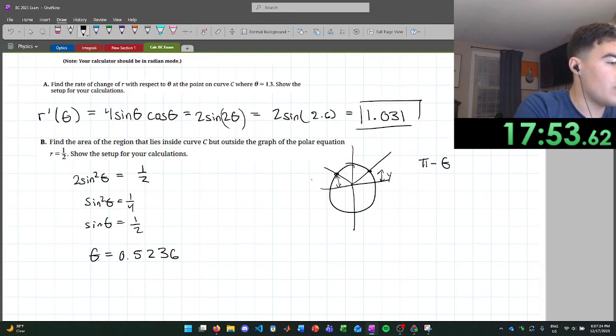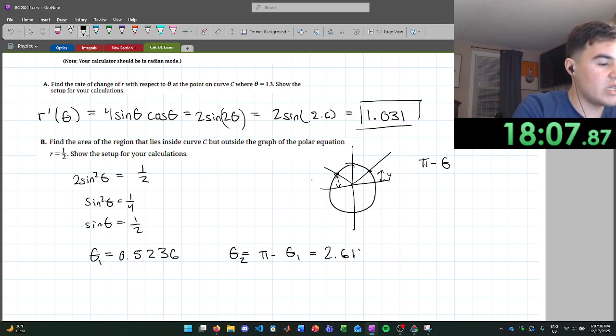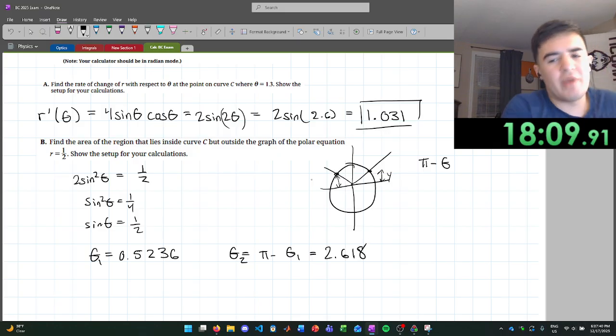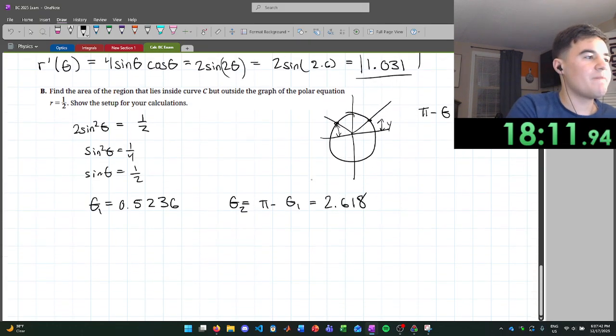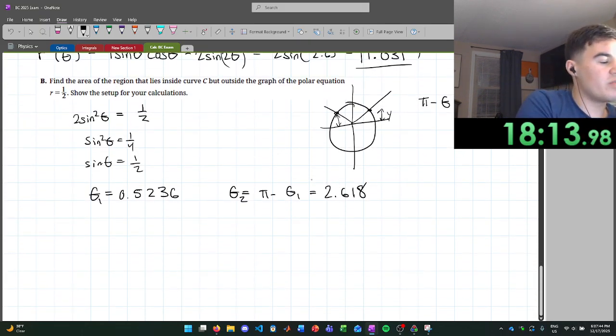So this is theta 1. Theta 2 is going to be pi minus theta 1. So pi minus 0.5236 is 2.618. And I'm rounding to when I think it's nice. Finally, to find the area between the two regions, we want the area between two polar regions.